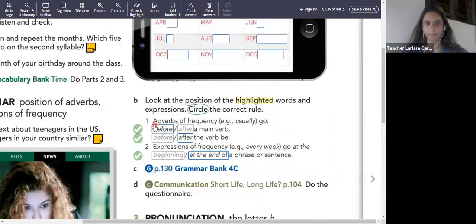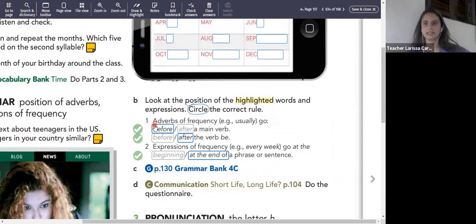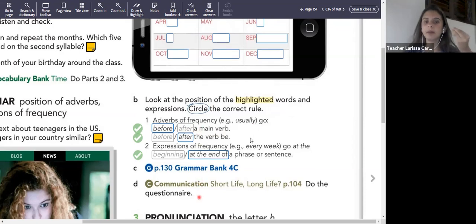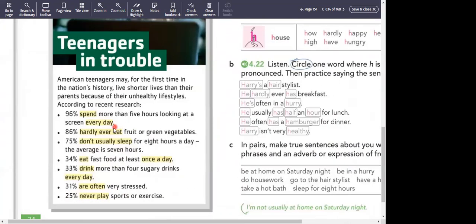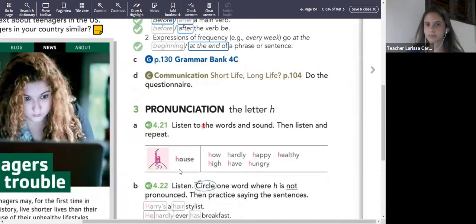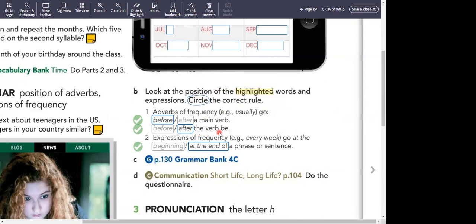Please read for me. Adverbs of frequency, e.g. usually, go before main verbs. What's a main verb? Main verb, o verbo principal da frase, Cecília. For example, eat, sleep, drink. They are the main verbs. And adverbs of frequency go after the verb be. Perfect.